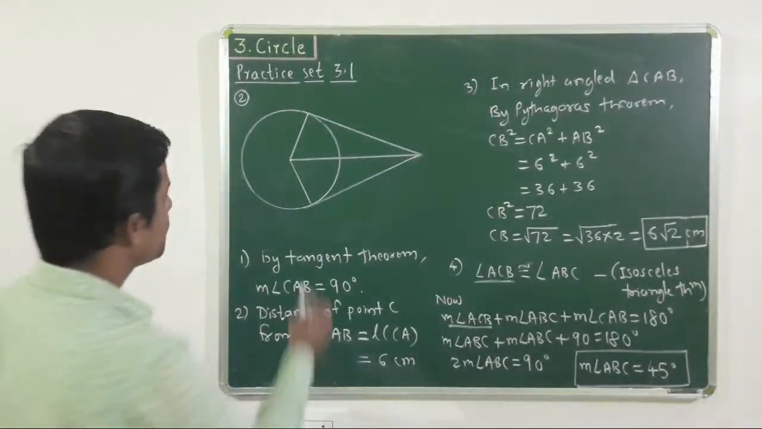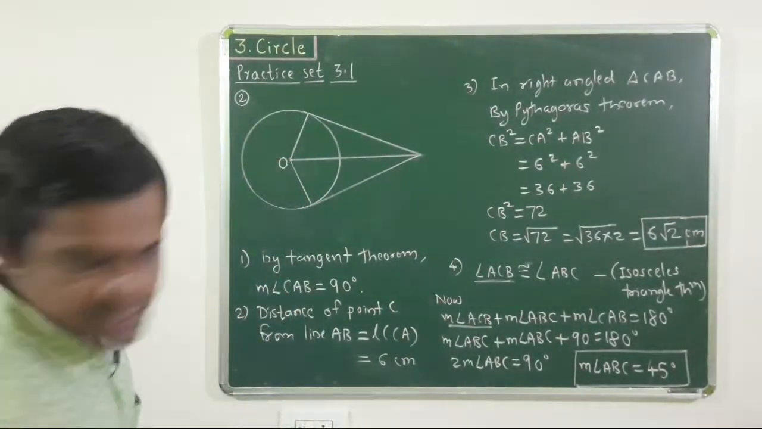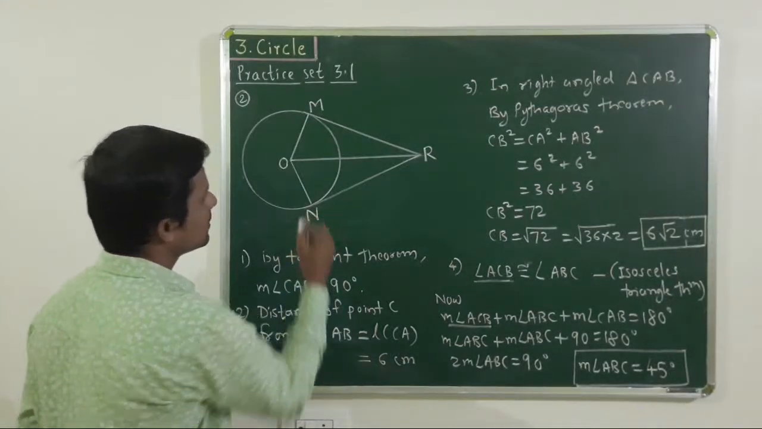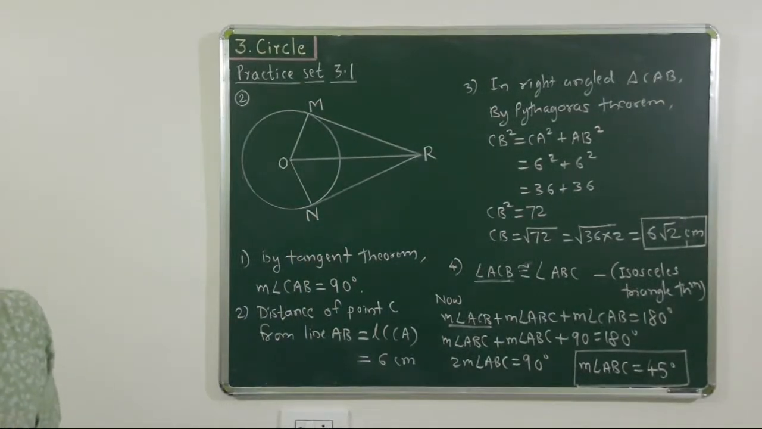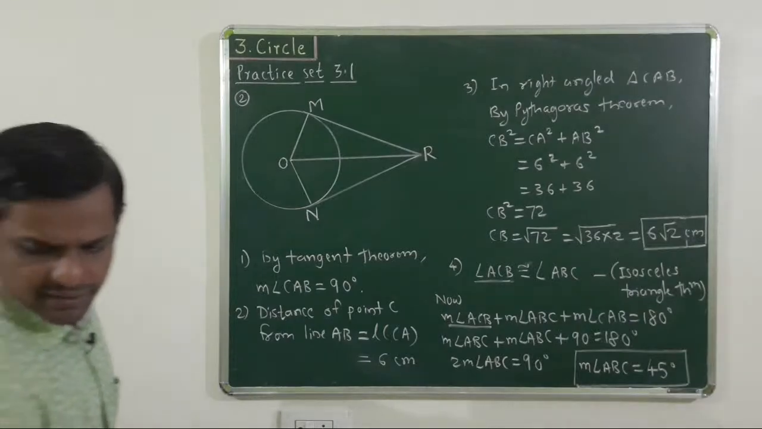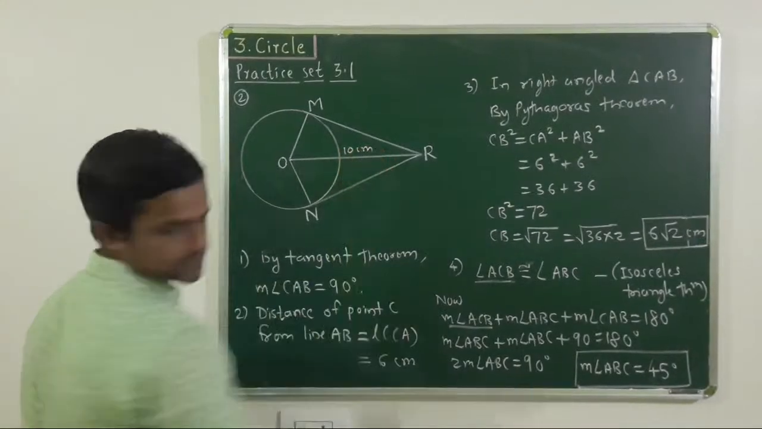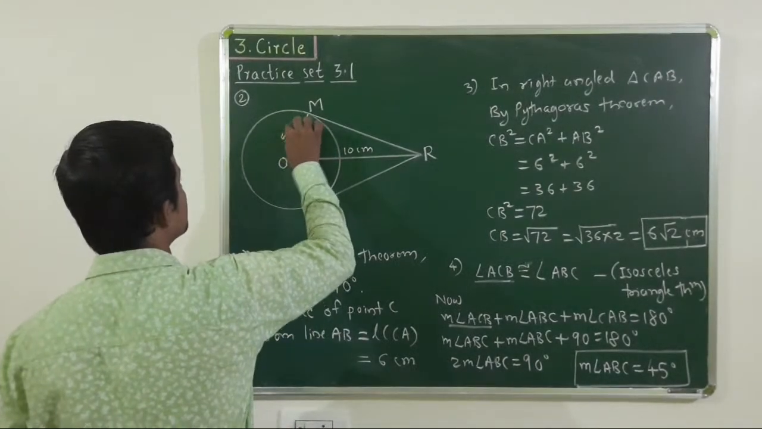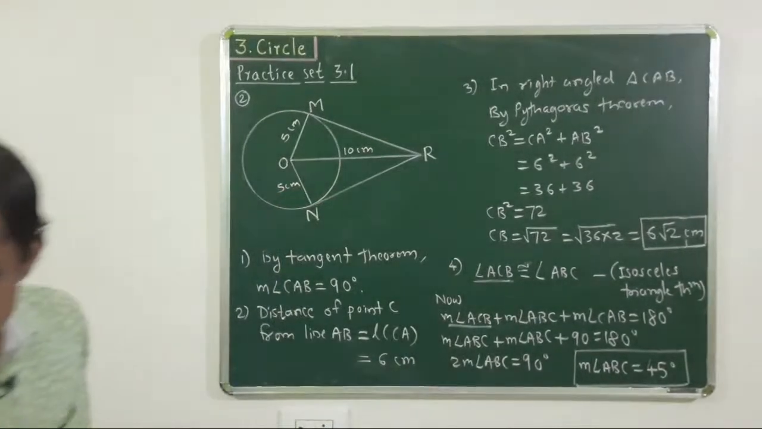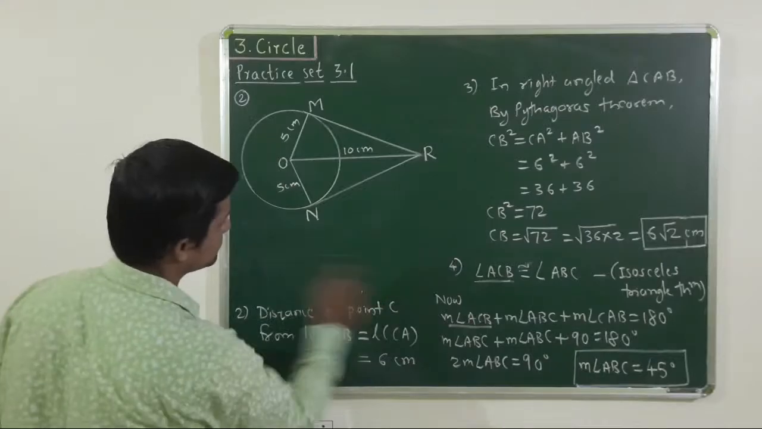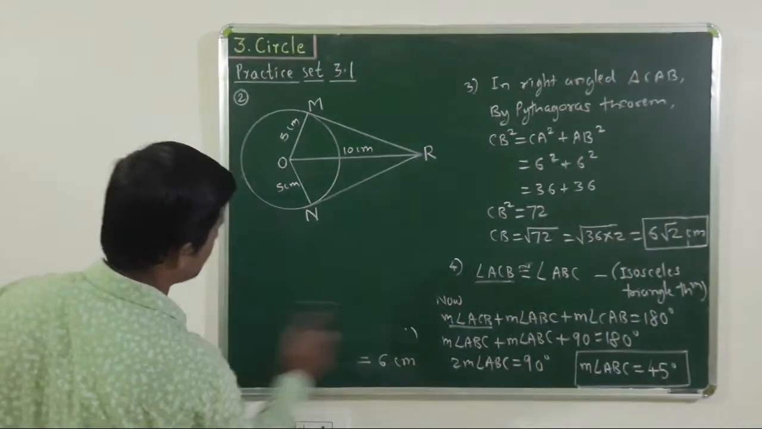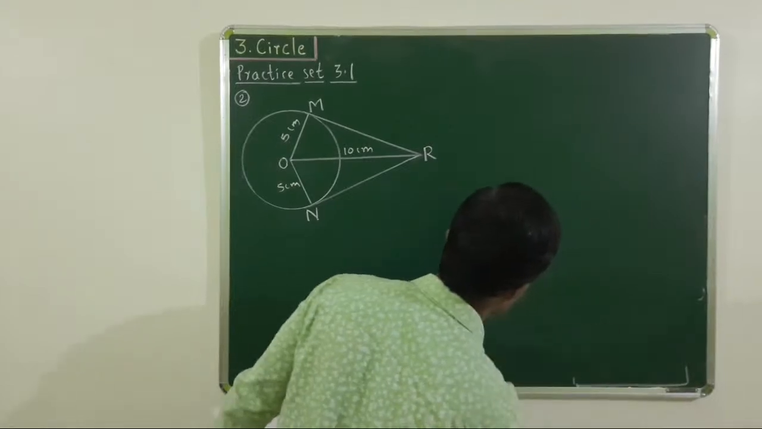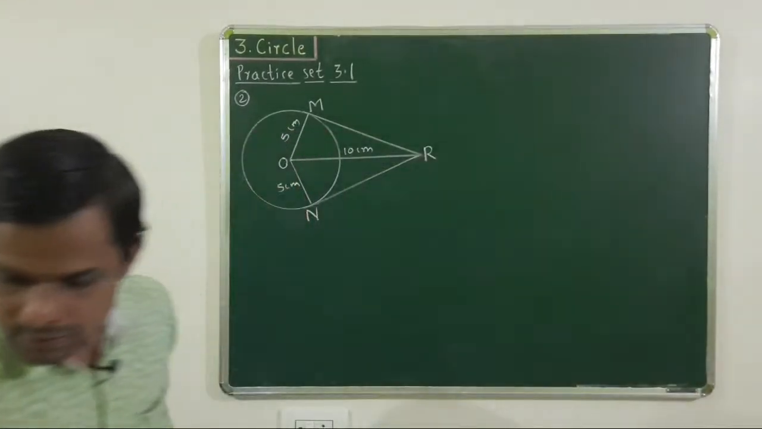Now in this figure, point O is the center of the circle and segments RM and RN are two tangent segments. Length of OR is given as 10 centimeters. Radius of the circle is given as 5 centimeters. And there are three sub questions.